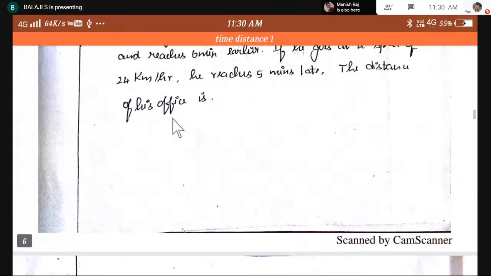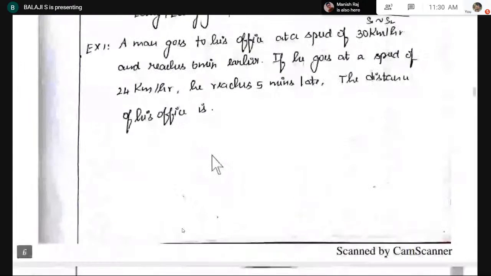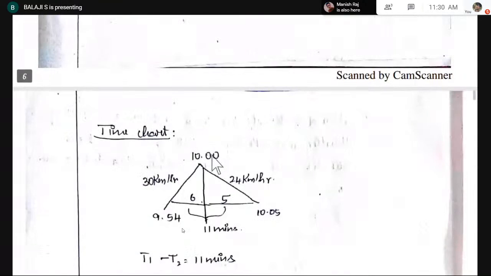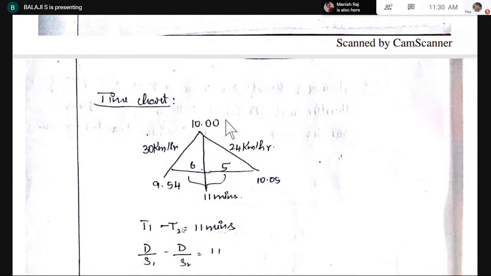Okay, see here. In the question it is given: a man goes to his office at a speed of 30 kilometer per hour and reaches 6 minutes earlier. If he goes at a speed of 24 kilometer per hour, he reaches 5 minutes late. The distance of his office is, see here, we can do it in two methods: the normal method as well as the formula method. The normal method is the time chart method. Consider daily he goes to his office at 10 a.m. But today, when he travels at a speed of 30 kilometer per hour, he reaches 6 minutes earlier, that is, he reaches the office at 9:54 a.m.